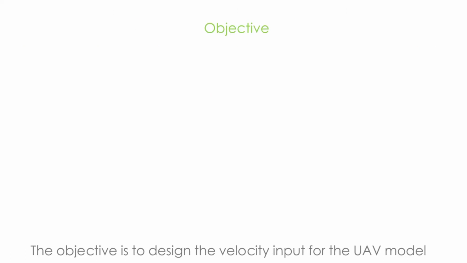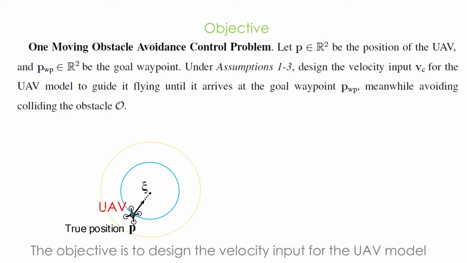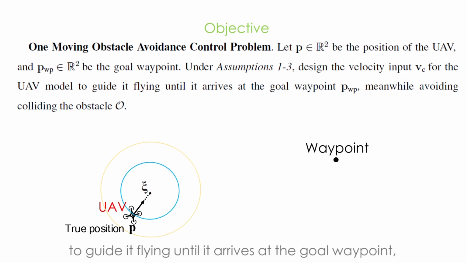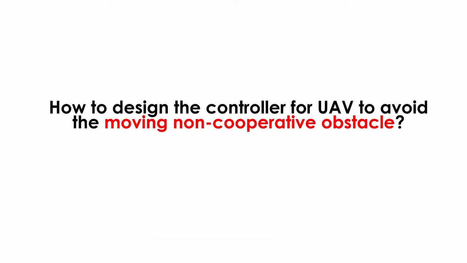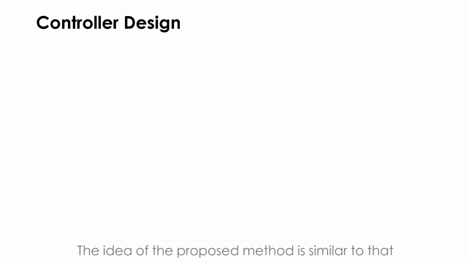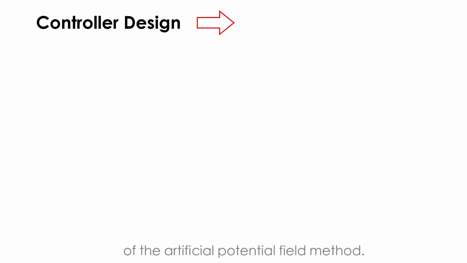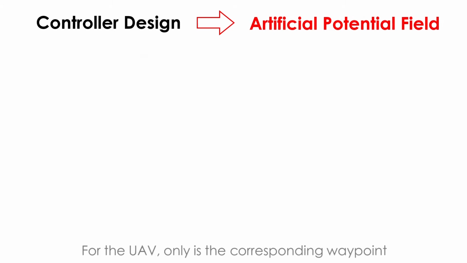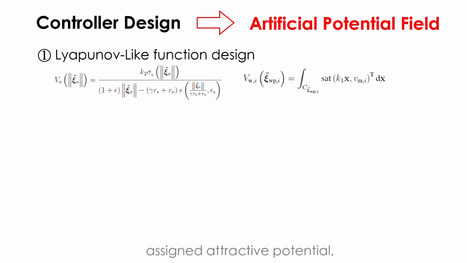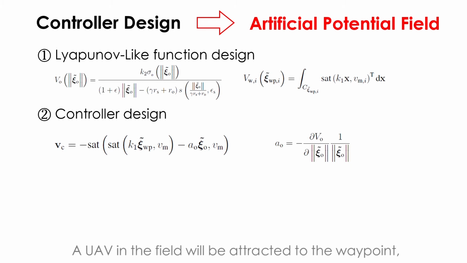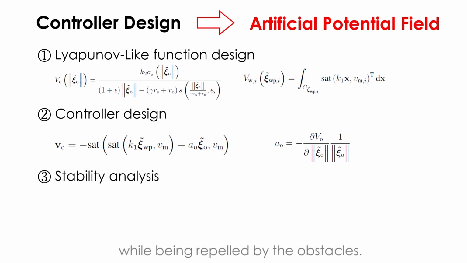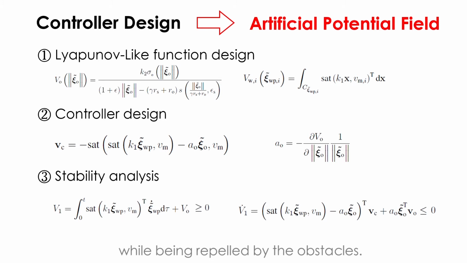The objective is to design the velocity input for the UAV model to guide it flying until it arrives at the goal waypoint, meanwhile avoiding colliding with the obstacle. The idea of the proposed method is similar to that of the artificial potential field method. For the UAV, the corresponding waypoint is assigned attractive potential, while the obstacles are assigned repulsive potentials. A UAV in the field will be attracted to the waypoint while being repelled by the obstacles.